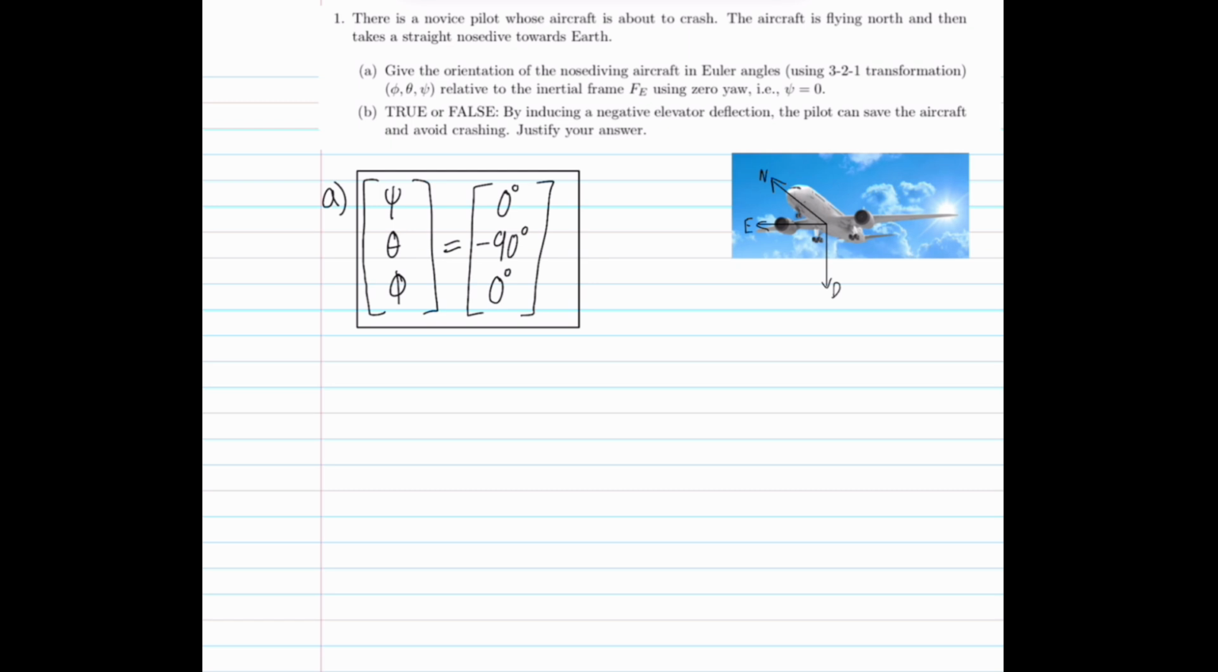And it's negative because if you put your thumb in the direction of the east vector and you turn your wrist to do a nosedive, you'll cause a negative moment around the east vector. So that is a negative pitch angle.